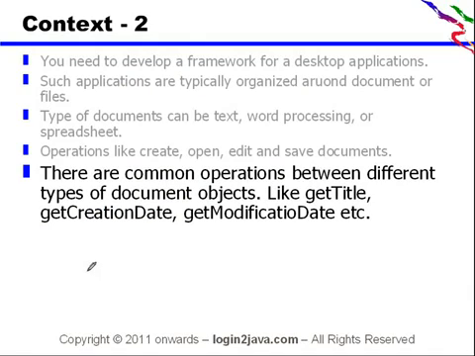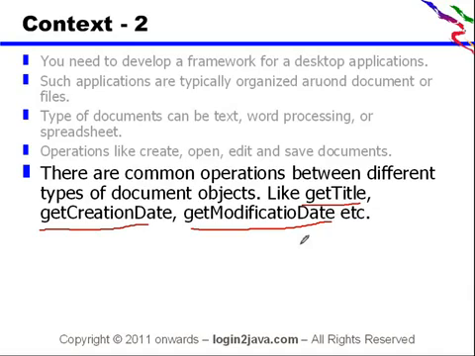Now, another context. There are common operations between different types of documents, like get title, get creation date, get modification date, etc. So this is another variation you can say. If we have some sort of common implementations for some of the methods in all the types of the document that we are creating through the factory, what should we do?